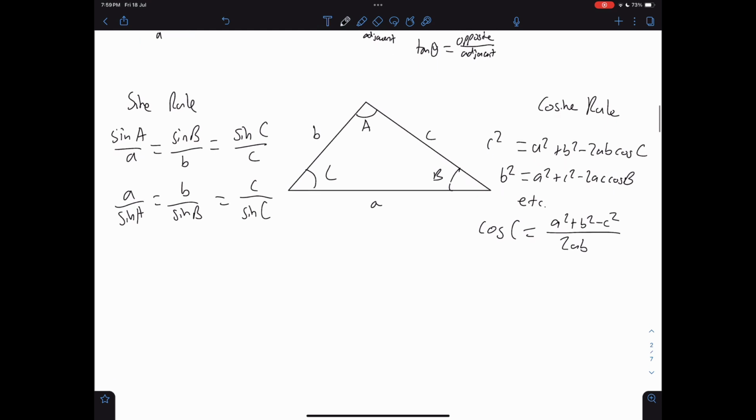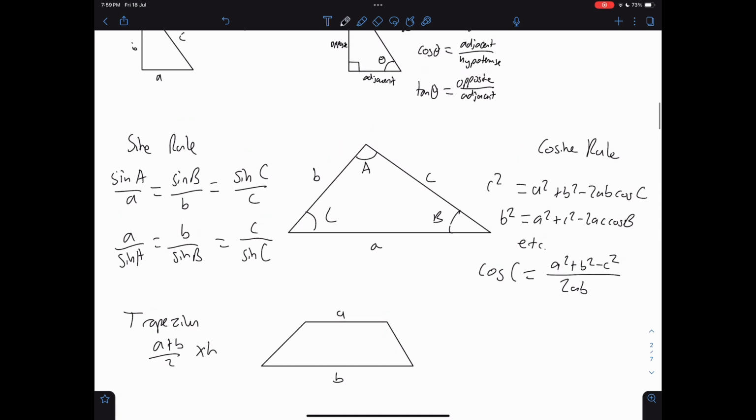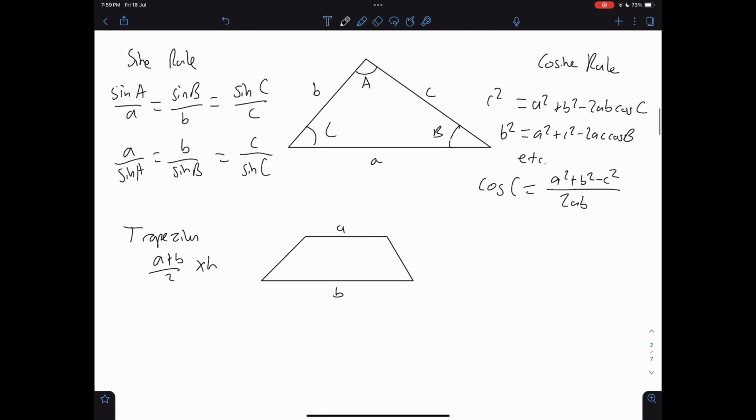And then one thing you may want to know is also the trapezium. A plus B over 2 times H. It's like you are averaging A and B and then doing base times height, if that makes sense. Alright, fundamentally that's what you need to know for circular measure. There will also be a video just going through some basic problems of circular measure later on.